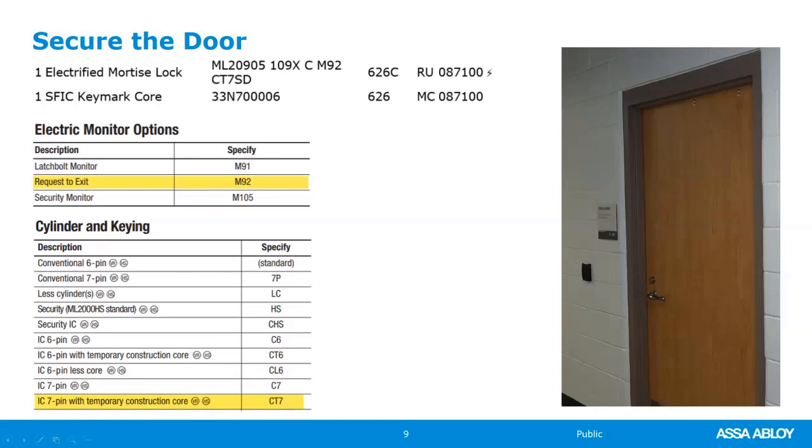And the CT7 SD is the temporary disposable construction core. For interchangeable core, the permanent core is listed as a separate line item that will be ordered after the final keying schedule has been approved.